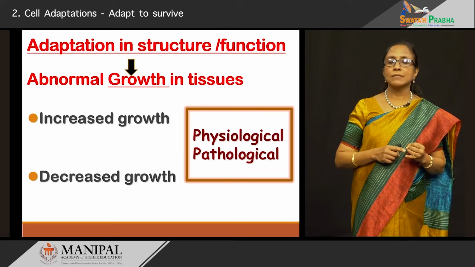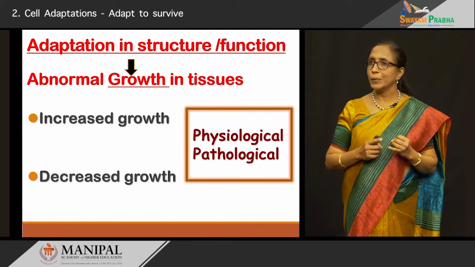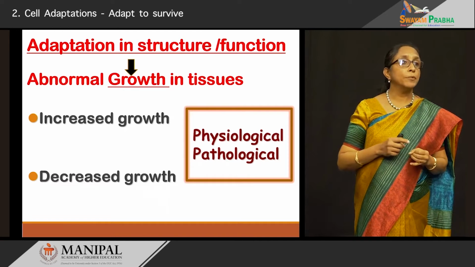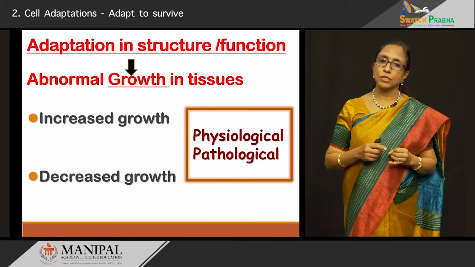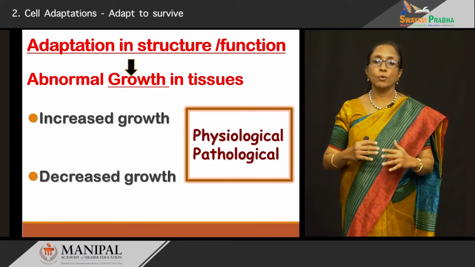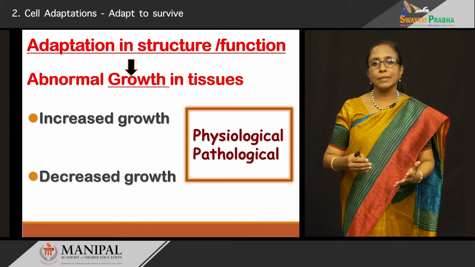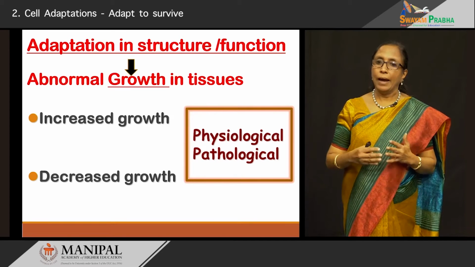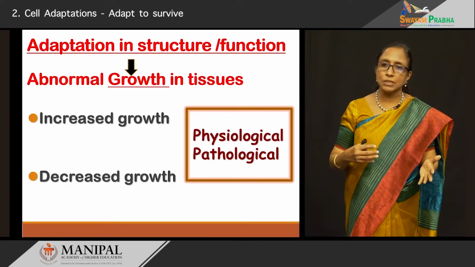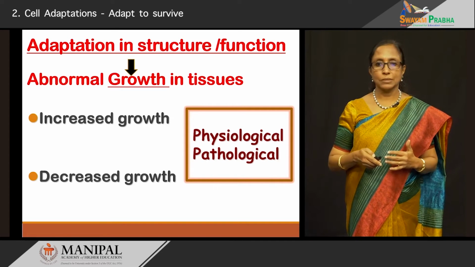Now, adaptations in the structure and the function which we are going to see, first of all, we look at the abnormal growths that are seen in tissue. The abnormal growth in the tissue can either be in the form of increased growth or decreased growth. And we are going to look at various situations where there are physiological conditions and pathological conditions.